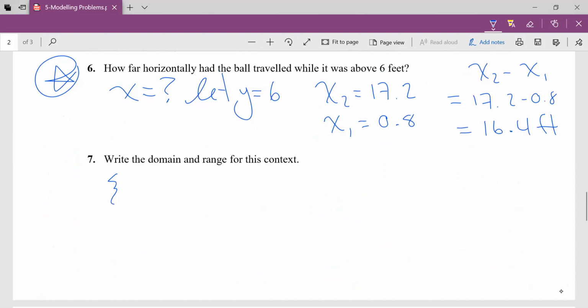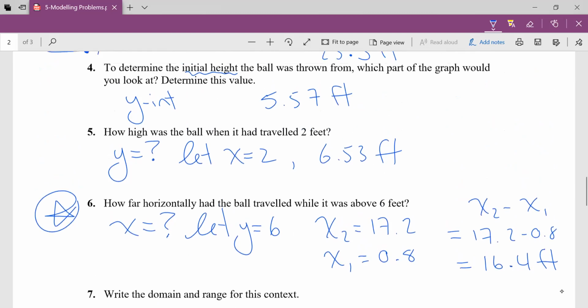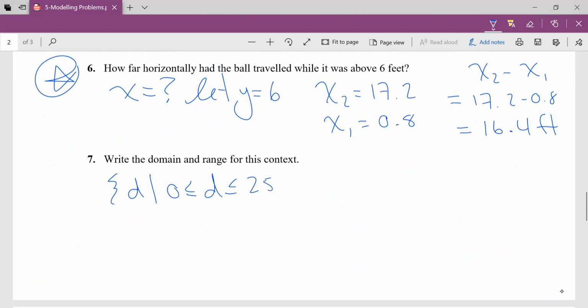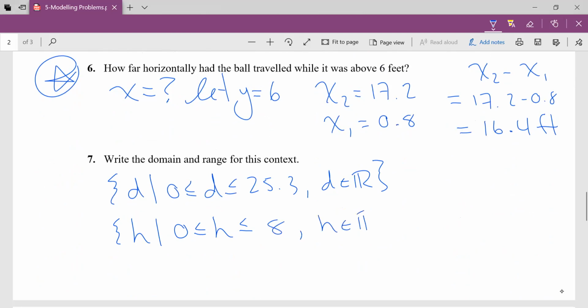So here we go. For the domain, that's the d as they've got it labeled. It starts at a horizontal distance of 0. And where does it stop? Well, it stops when it hits the ground, which was 25.3 feet. D is an element of the reals. The range, well, that's the height above ground. So the smallest height above ground ever is 0. And the highest height above ground from our vertex was 8. And H is also an element of the reals.